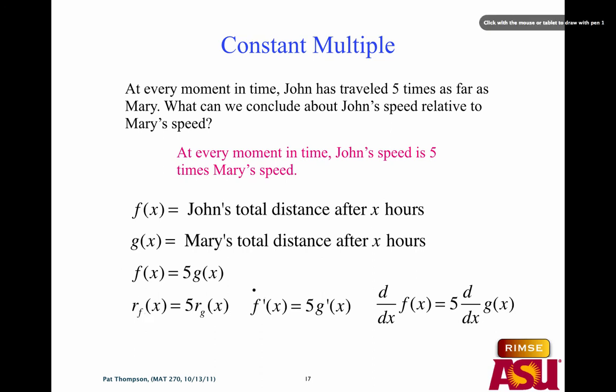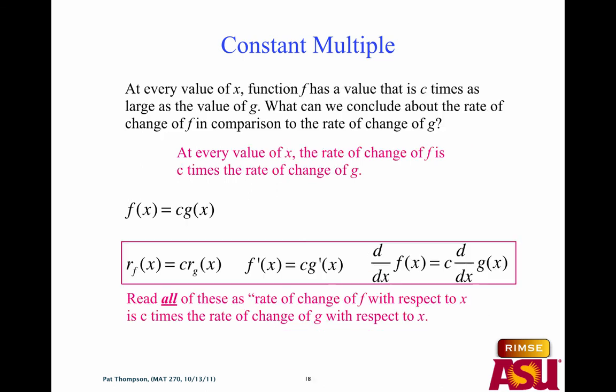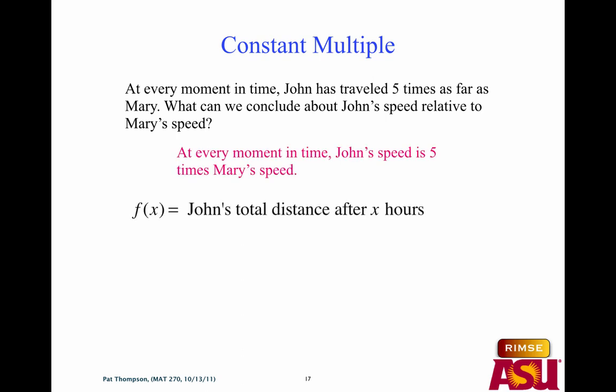Other people will denote it f prime or d over dx of f. Or some people will alternatively write this df dx of x. But all of these should be read the same way because they all mean the rate of change of f with respect to x is 5 times the rate of change of g with respect to x. All 3 of these statements mean the same thing.